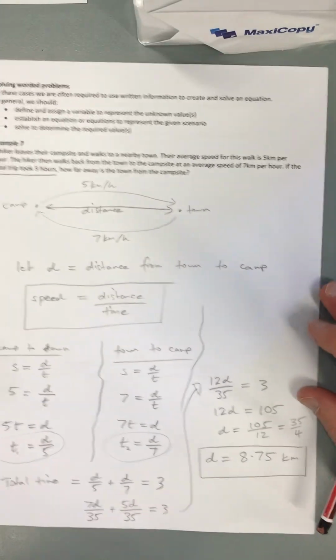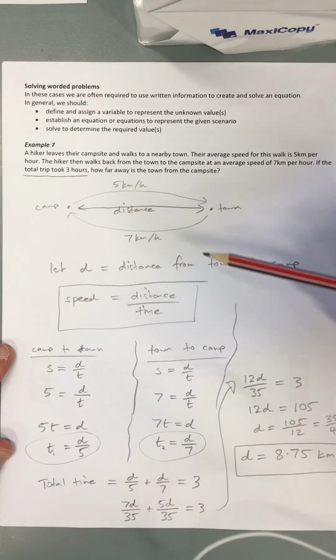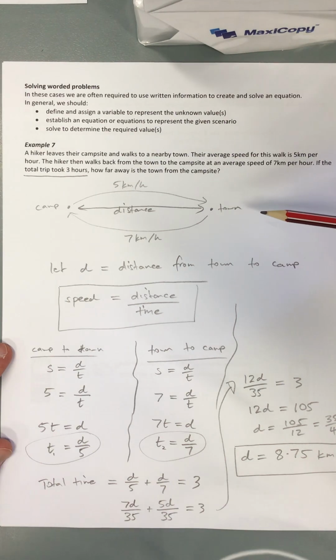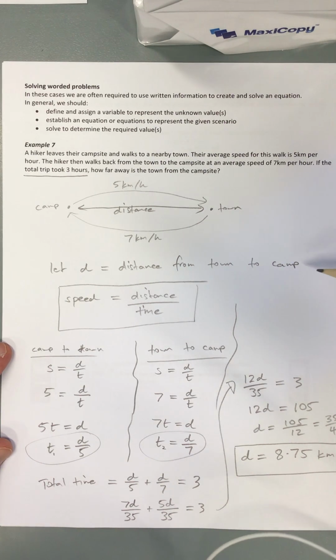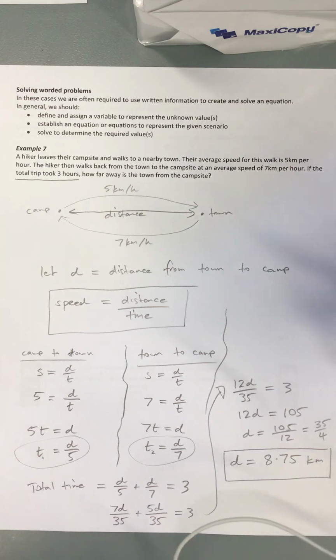So as you can see, worded problems do get a little bit tricky. They can get a bit messy, but it's good to draw a picture at the start if you can, if it's relevant, but also clearly define the variable that you're trying to solve for. I think that makes life a little bit easier.